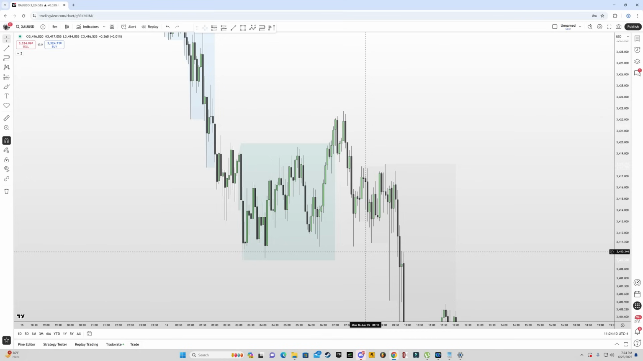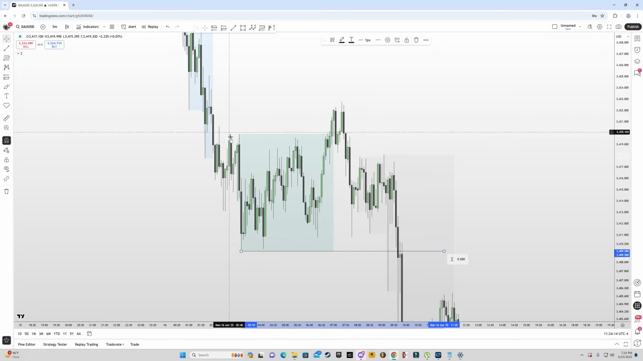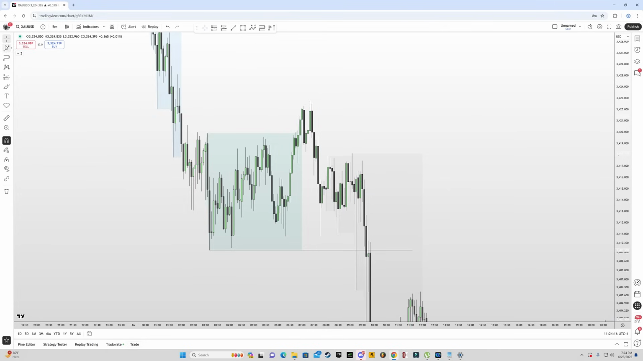But let me see if we have a range here. Yes, we do. So we have a push to the downside during London, right? And now we're waiting for a pullback and a market structure shift, and that happens exactly here. Now this becomes our range high. What we get here? A market structure shift. That is your auto block, and bam.